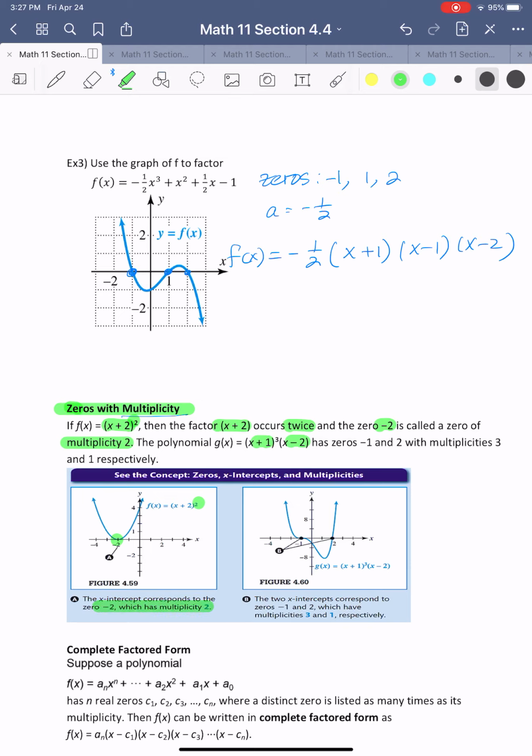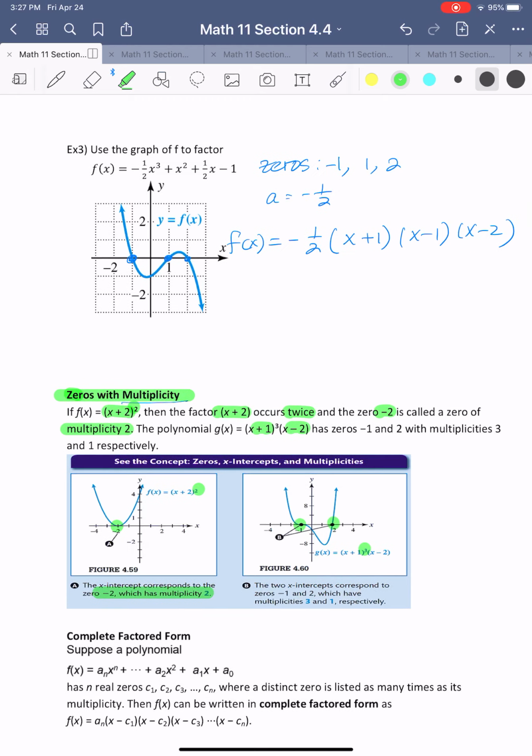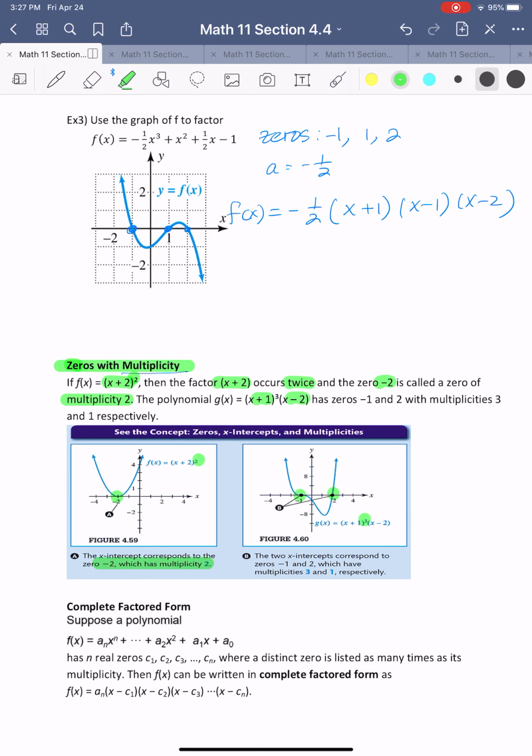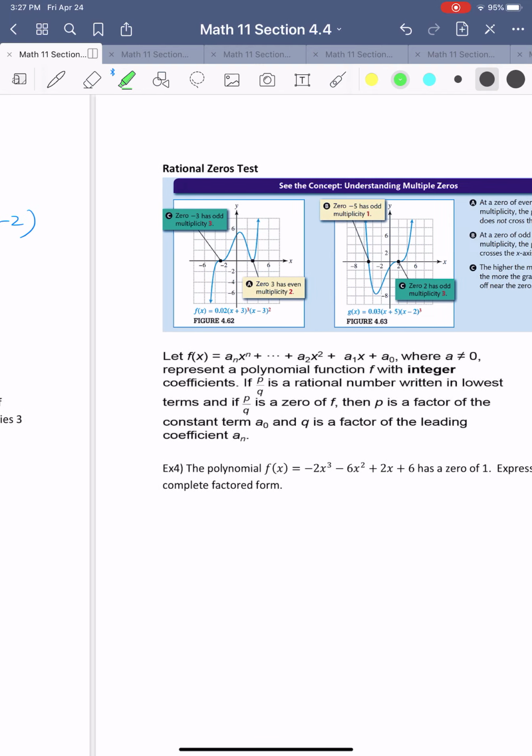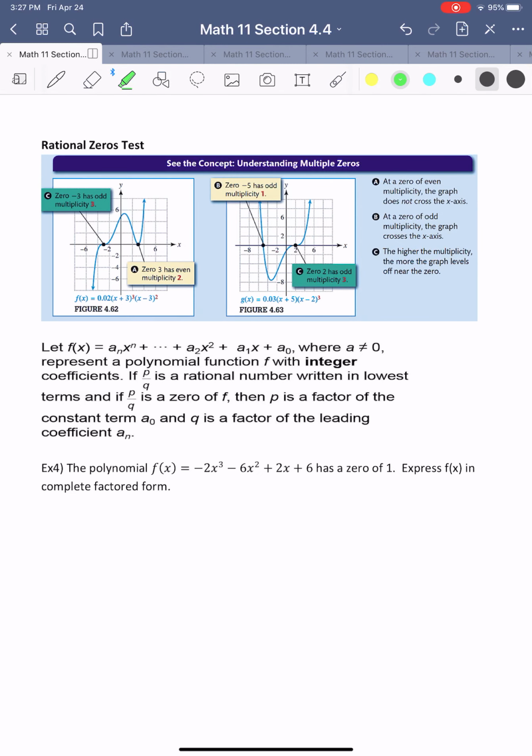And then when you have 0 here, -1 and 2, which is 2 happens once, and then the -1, actually when you see the graph, it's not going straight through. There's something going on at -1. So it has to be the Q for this one because it's going through. When it's going through, usually the multiplicities are odd numbers, okay? And then the complete factored form is when you have a general form, and this we call the complete factored form. All right, so let's look at the rational zero test, okay?